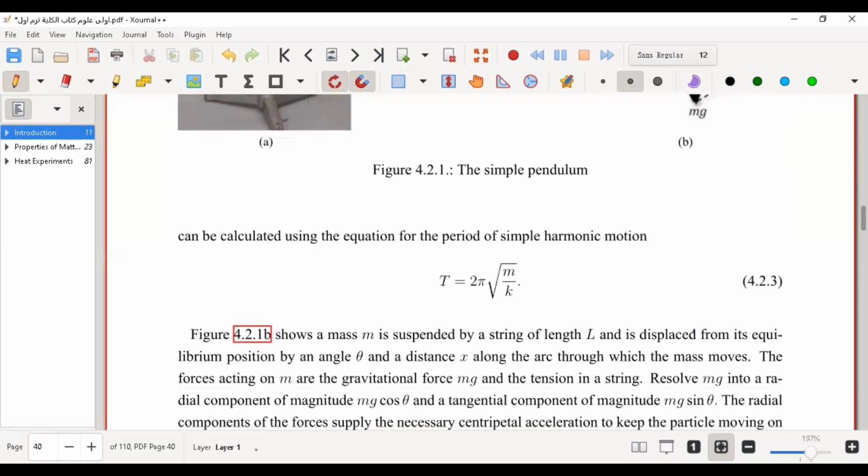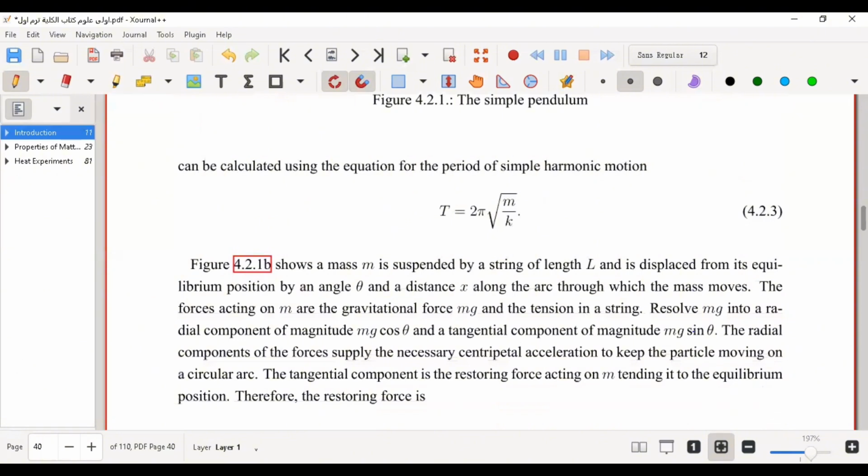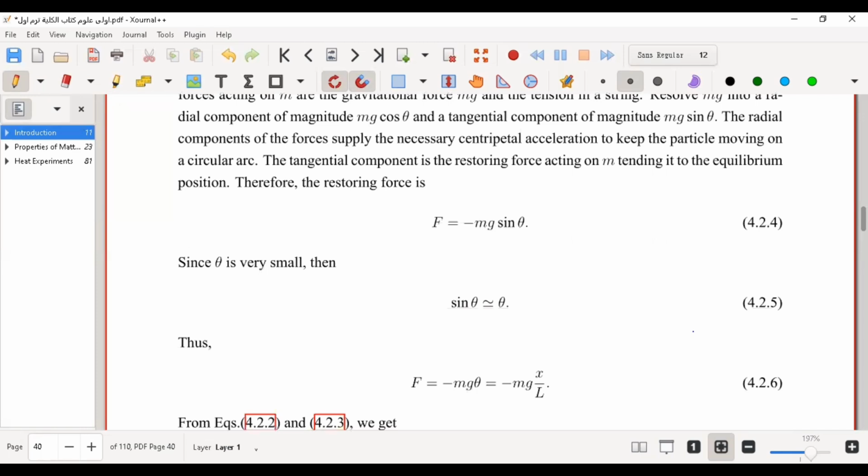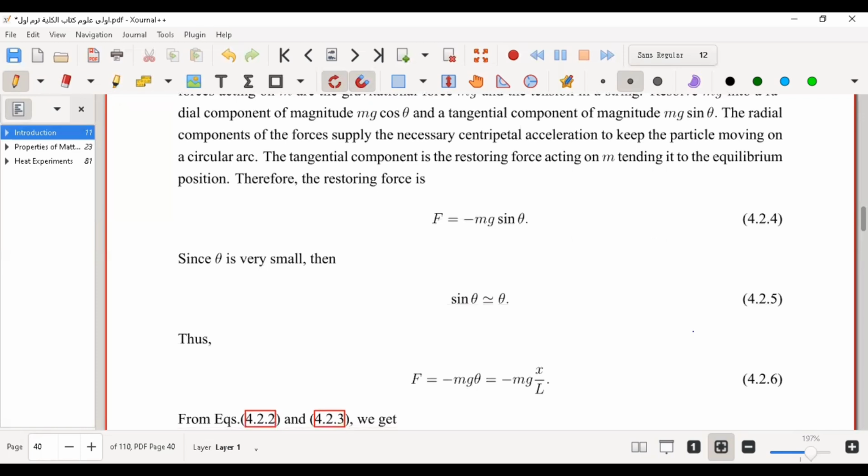There will be some approximations and mathematics. First, the periodic time equals 2 pi multiplied by root of m over k. So m is the mass suspended by a string, and the string length is L. k is a constant. We need to know the value of this k or this constant. So we are going to check these mathematical steps. So F equals minus mg sine theta.